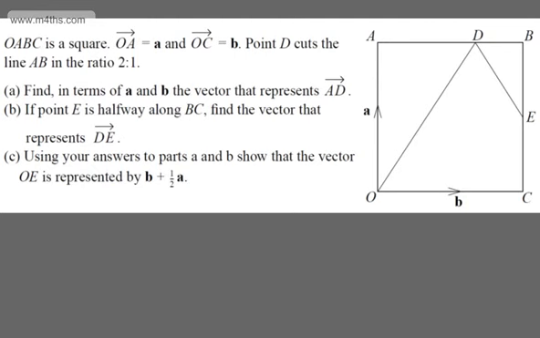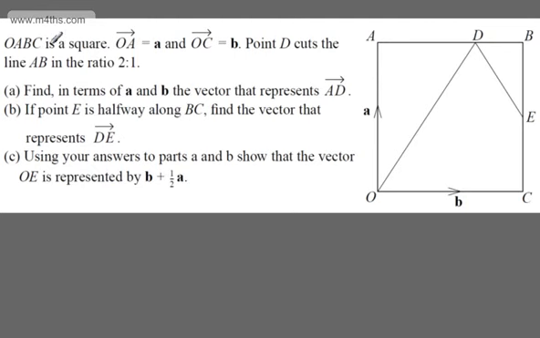In this question, we're told OABC is a square. The vector OA is equal to A, the vector OC is equal to B. Point D cuts the line AB in the ratio of 2 to 1. In part A, we need to find, in terms of A and B, the vector that represents AD. In part B, it says if point E is halfway along BC, find the vector that represents DE. And then finally in part C, using your answers to parts A and B, show that the vector OE is represented by B plus 1/2 A.